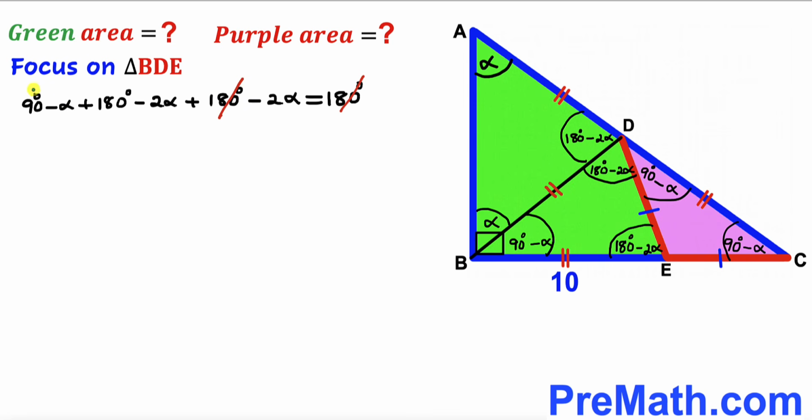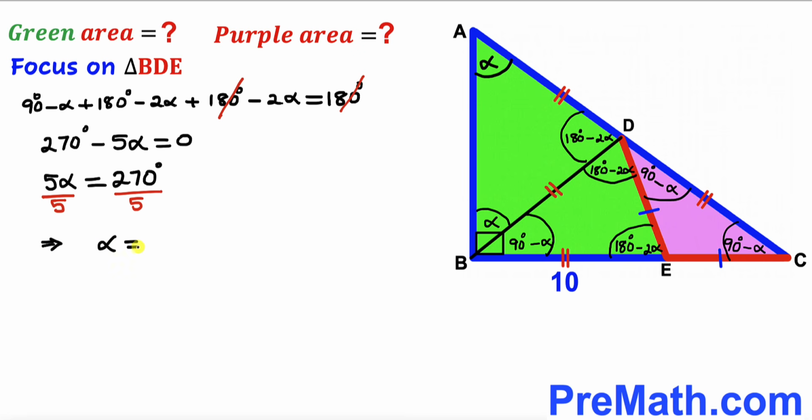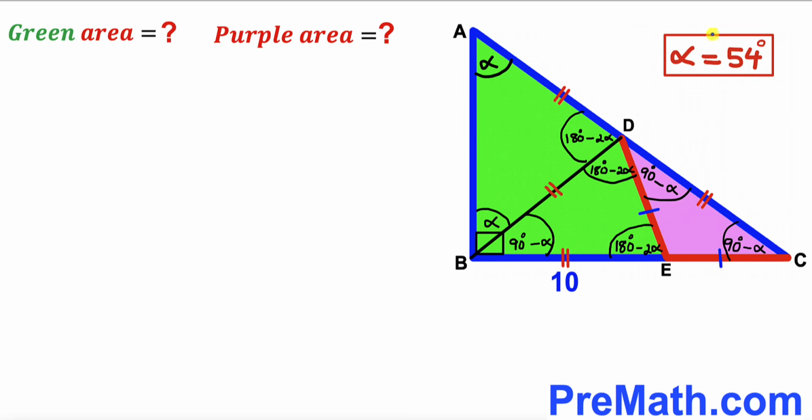And now we are going to combine these terms. And now we are going to move 5 alpha to the other side. So therefore 5 times angle alpha equals 270 degrees. And now we are going to divide both sides by 5 to isolate alpha. So therefore our angle alpha value simply turns out to be 54 degrees. So therefore our angle alpha turns out to be 54 degrees.